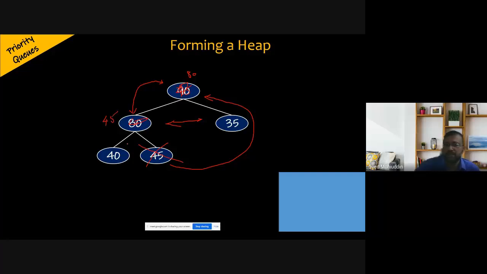Is it satisfying? Yes. Here we have 80. This is 45 and 35, which both are smaller than 80. Fine. This is 45, and here we have 40 as its child. So it's fine, satisfying the relational property.